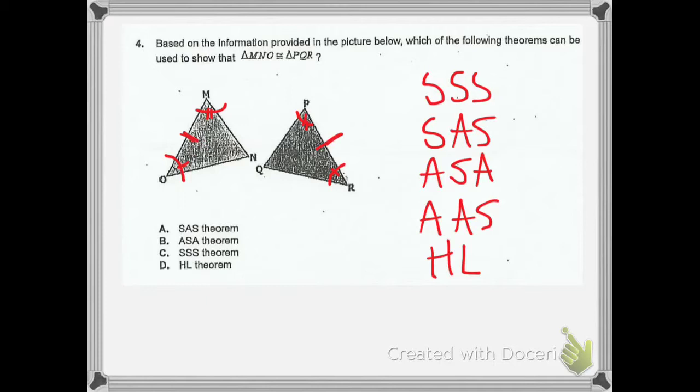If I read, I see here that this is an angle mark. This mark is indicating a side, and this final mark is indicating an angle. The side is in between the 2 angles, so that would have to be answer choice B.